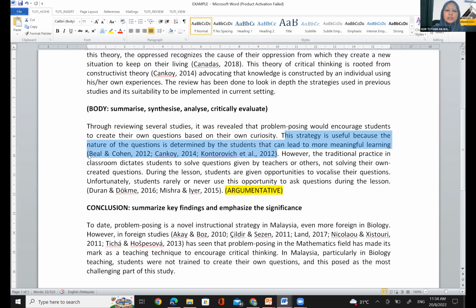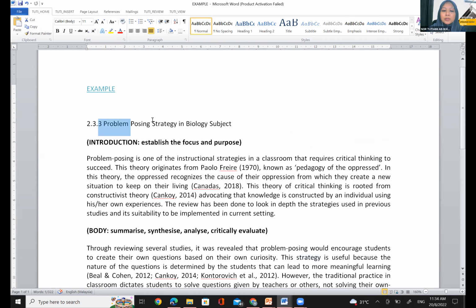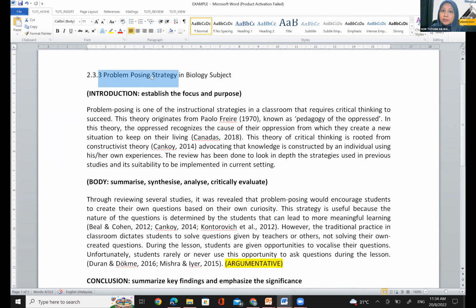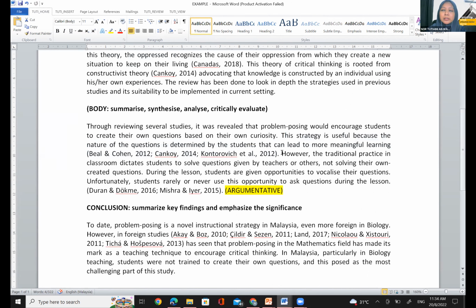Maksudnya dalam one citation mungkin boleh 3 author, 4 author, 5 author kat situ sebab I'm doing a review punya approaches. Alright, so of course kena mention the strategy sebab topik kita adalah problem posing strategy. Jangan pula dalam body ni topik kita problem posing strategy tapi body tiba-tiba cerita pasal history dia. Tak boleh lah, tak kena, tak align. Jadi hilang mood nak baca.